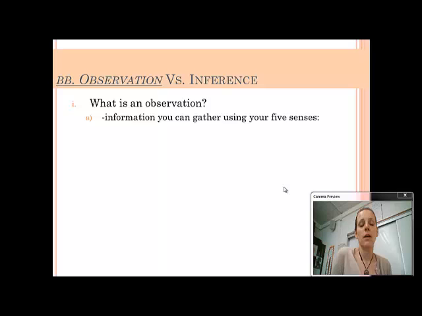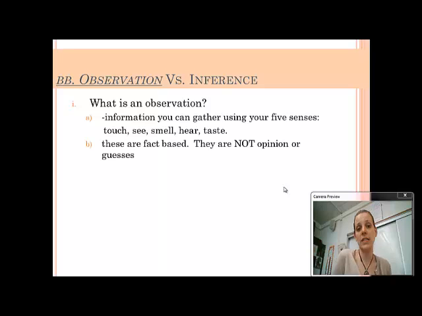What's the difference between an observation and an inference? Well, observation is information you can gather using your five senses: touch, see, smell, hear, and taste. These are fact-based. They are not opinions or guesses.